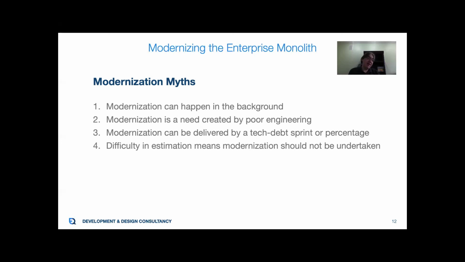Myth 3, modernization can be delivered by a tech debt sprint or a percentage of a sprint. Some people try to put a number on modernization. Some people try to say, okay, we're not quite ready on some feature work, maybe another team's waiting to deliver as a dependency. Let's make this modernization.